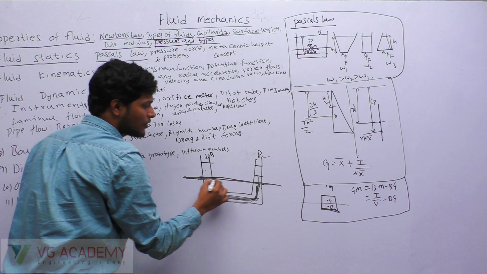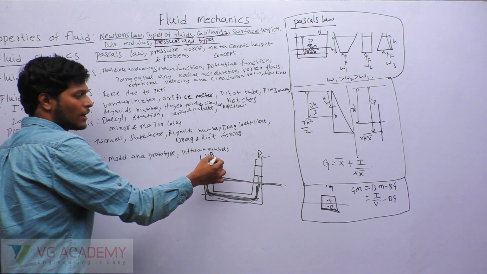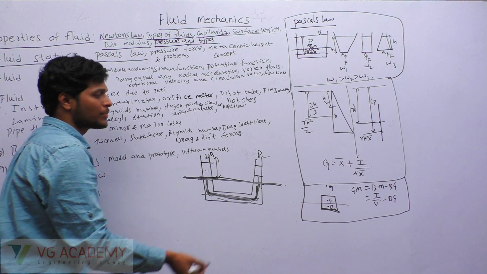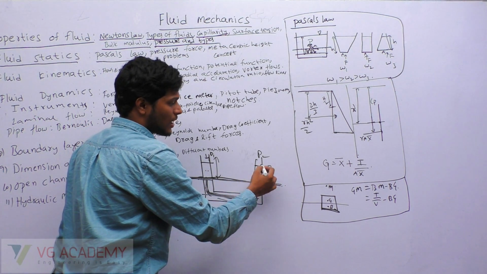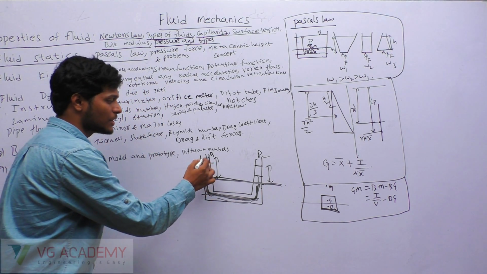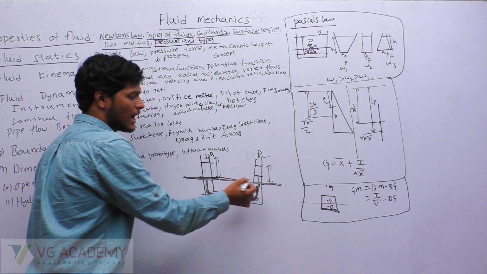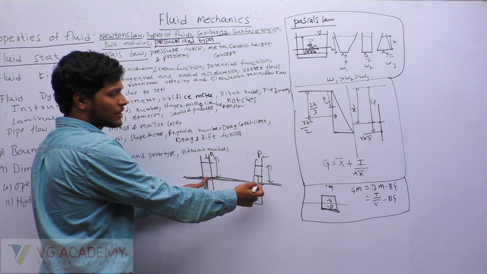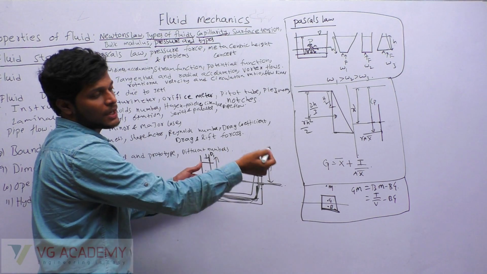After drawing this, calculate the pressure here, gamma 1 H1 plus gamma 2 H2, whatever you have, and calculate the pressure on the other side, gamma 1 H1, gamma 2 H2, whatever pressure you have. Both pressures should be equal as per Pascal's law. So apply Pascal's law, equate the pressures, and find the difference between PA and PB.